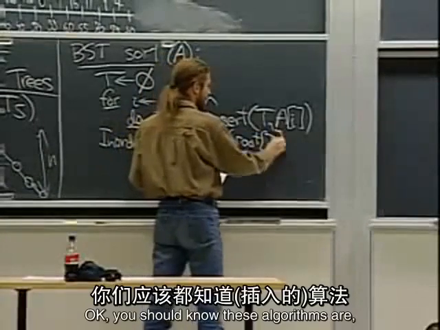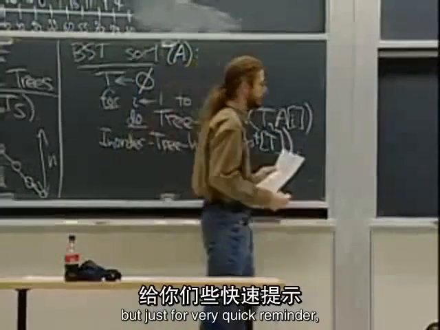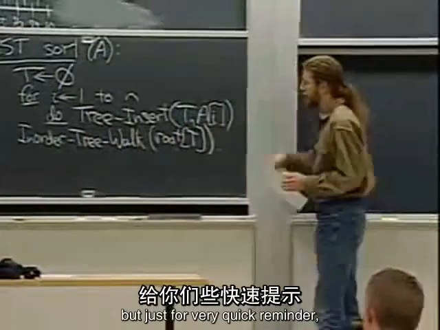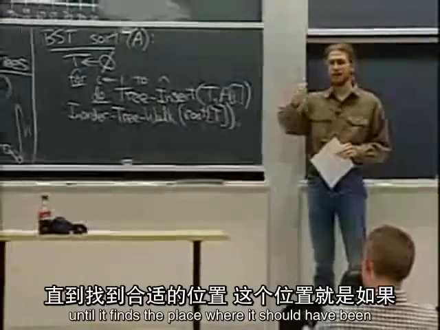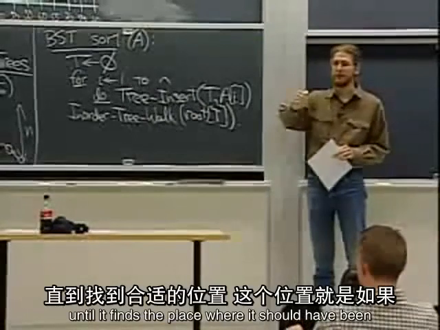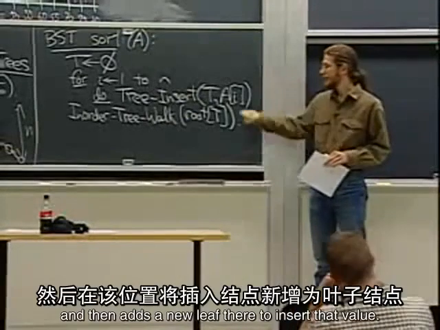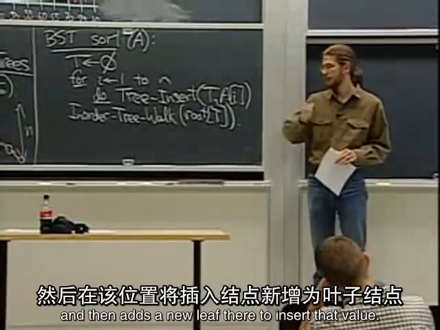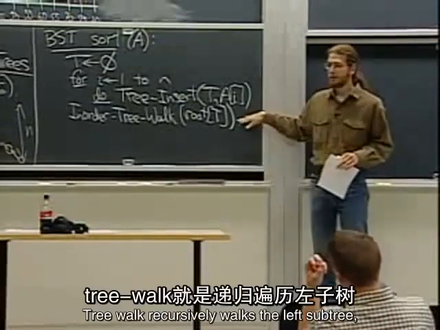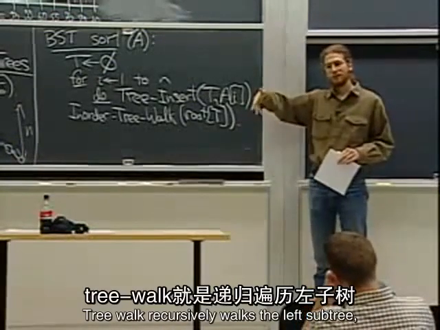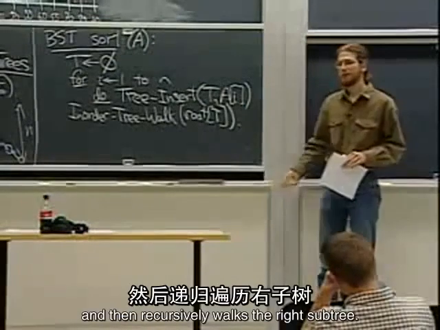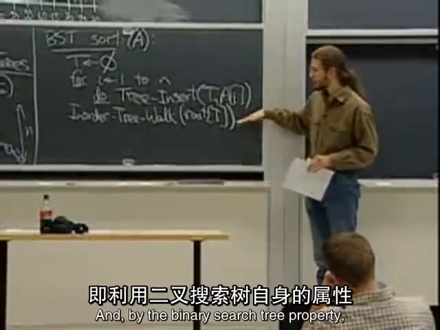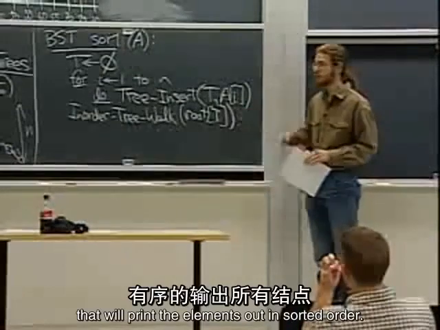You should know what these algorithms are, but just for a very quick reminder, tree insert basically searches for that element A[i] until it finds the place where it should have been if it was in the tree already, and then adds a new leaf there to insert that value. Tree walk recursively walks the left subtree, then prints out the root, and then recursively walks the right subtree. And by the binary search tree property, that will print the elements out in sorted order.